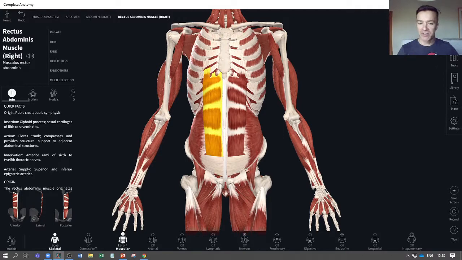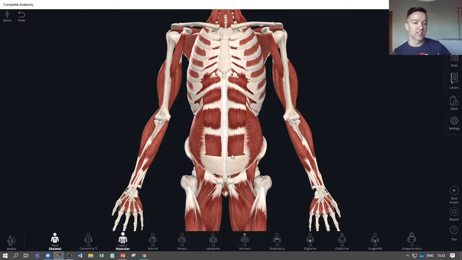So with the origin down here on the pubic symphysis, when we contract the rectus abdominis, we're going to pull the insertion, which is up here on the ribs and the xiphoid process, towards the origin. So it's going to be involved in trunk flexion. That traditional sit-up type of action is really targeting your rectus abdominis. It also compresses and provides structural support to the abdomen. The rectus abdominis is, as you can see here, what gives you your six-pack. If you have low enough levels of body fat, you should be able to see your rectus abdominis relatively clearly.